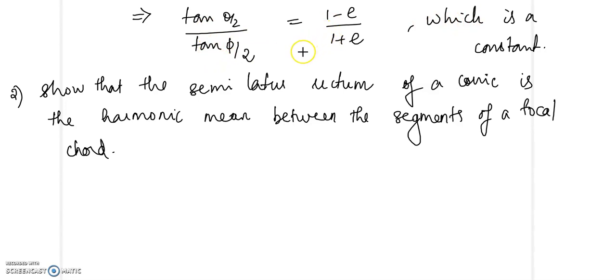Now, second problem: the semilatus rectum of a conic is the harmonic mean between the segments of a focal chord. So let us consider a conic.